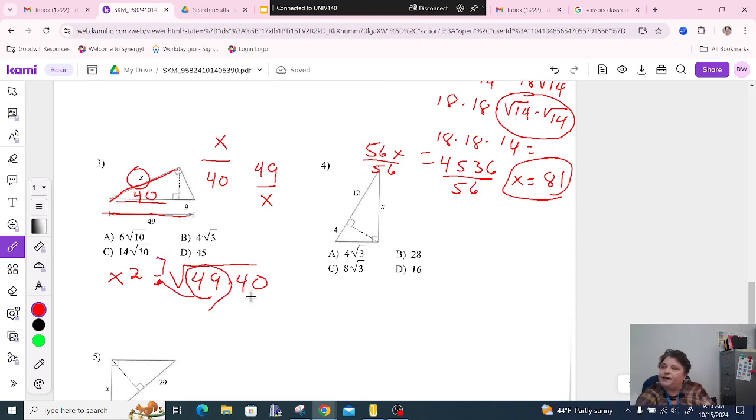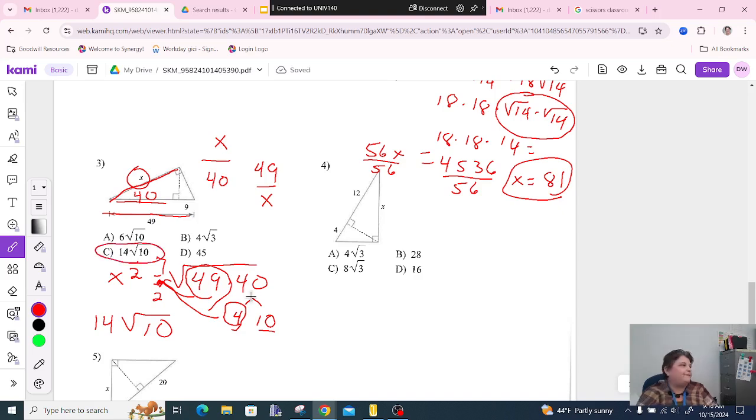Is there a perfect square in 40? 4 and 10. What's the square root of 4? 2. So that comes out. So 2 times 7 is 14. And the one that was left behind was the 10. And there's no perfect square in 10. So it'd be right here.